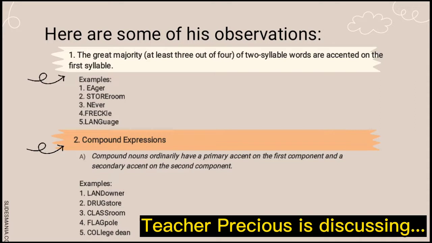Number 1. The great majority, at least 3 out of 4, of two-syllable words are accented on the first syllable. Examples: eager, storeroom, never, freckle. Number 2. Compound expressions. Letter A. Compound nouns ordinarily have a primary accent on the first component and a secondary accent on the second component. Examples: landowner, drugstore, classroom, flagpole, college dean.